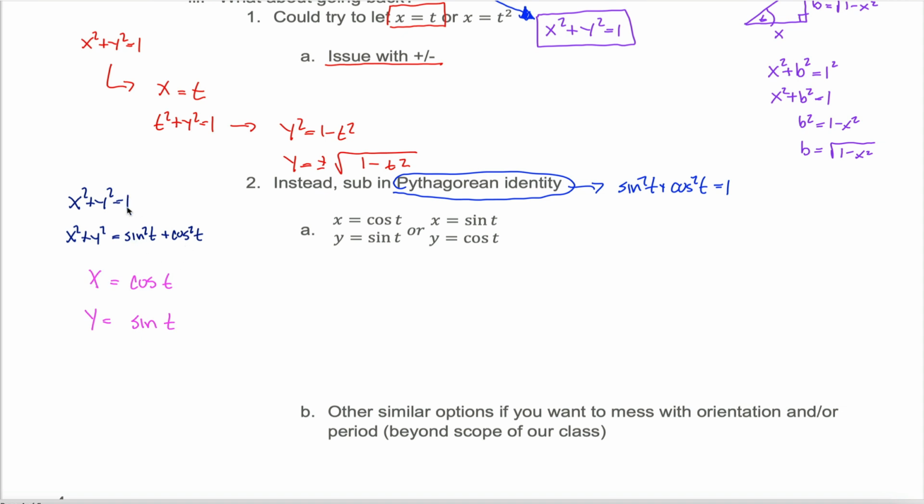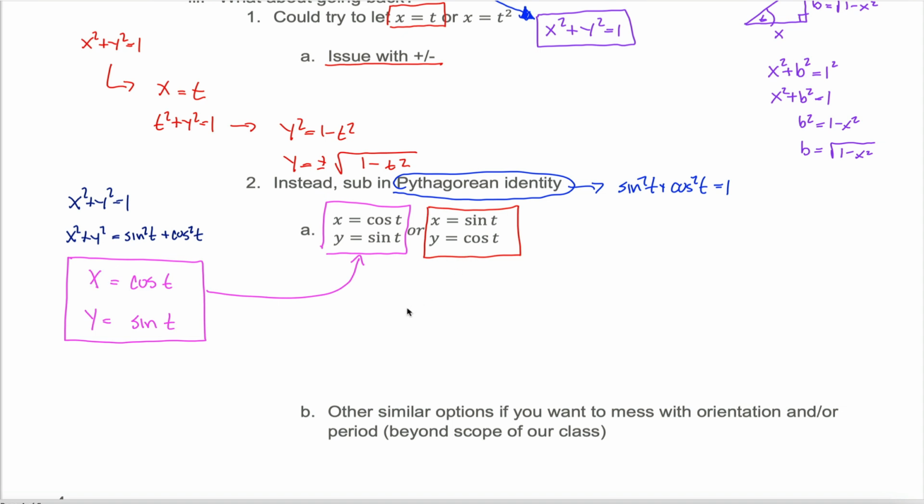So by changing the 1 into sine squared plus cosine squared, it's easier for me to see this parameterization. It's worth pointing out that this is just one parameterization of this equation, x squared plus y squared equals 1. I could, if I felt like it, also choose to parameterize things by letting x be equal to the sine of t and y equal to the cosine of t. That'll also satisfy this equation.